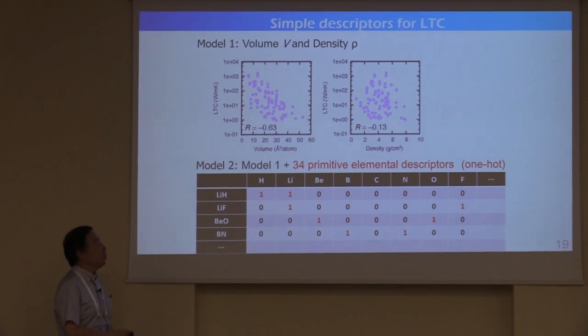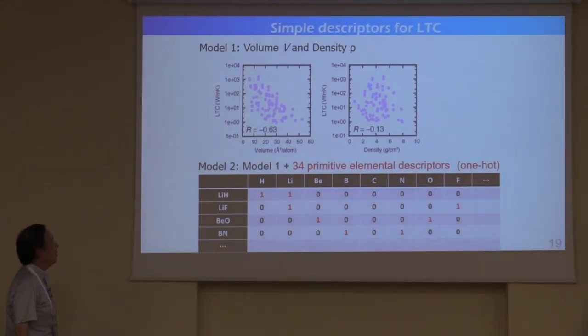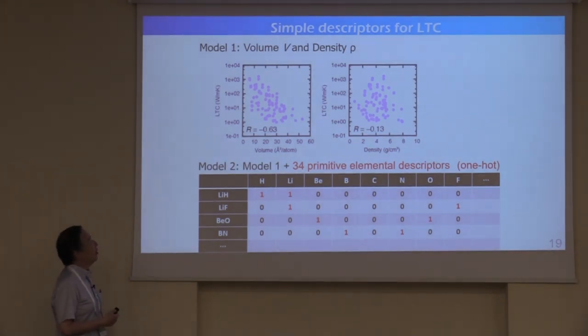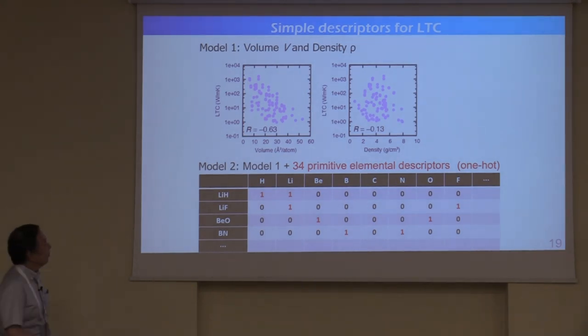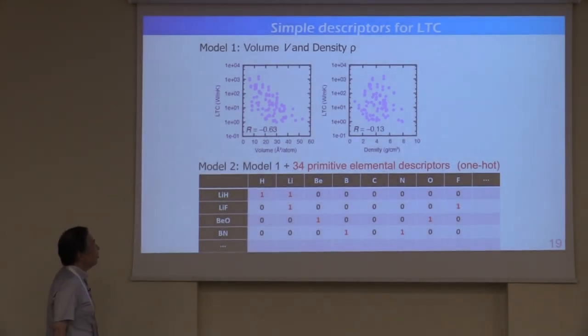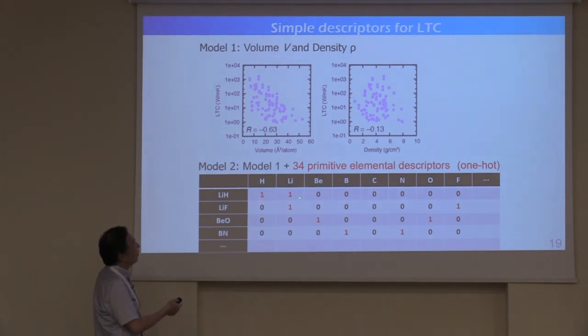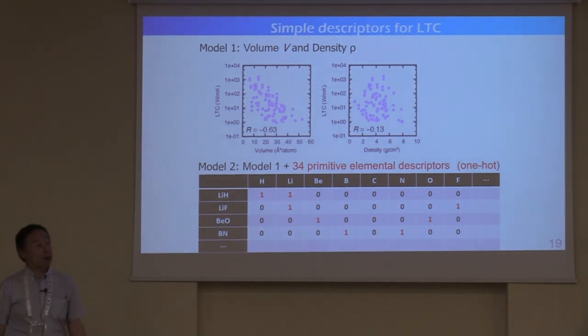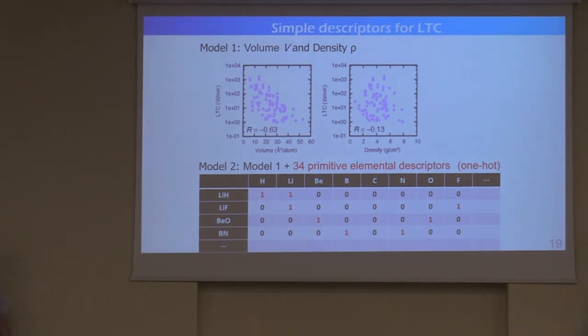And on top of that, we use the very simple, simplest elemental features for the constituent atoms, that is, the elements. So, for example, if we treat lithium hydride, we put hydrogen 1, lithium 1, and the rest of the elements to be 0. This is the so-called one-hot expression of the elemental features. In that way, we can very simply include the elemental features. So altogether, here are two variables and here are 34 elemental descriptors, so altogether there are 36 features.